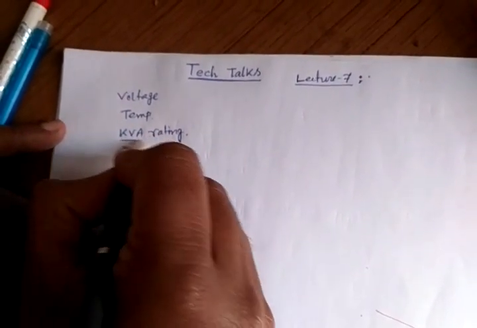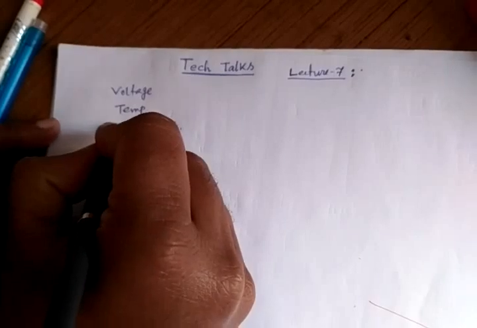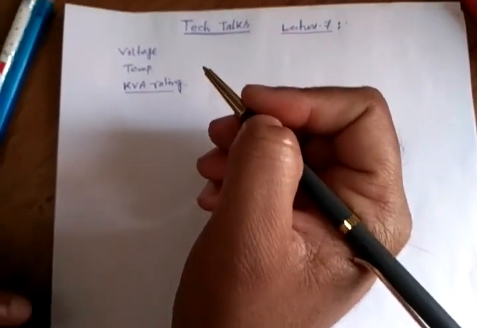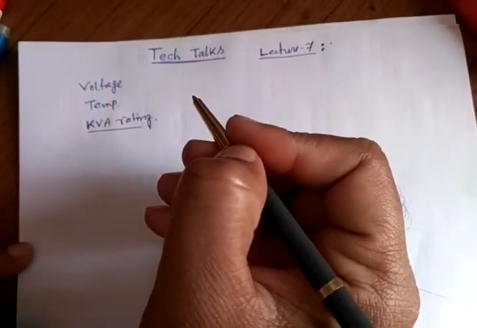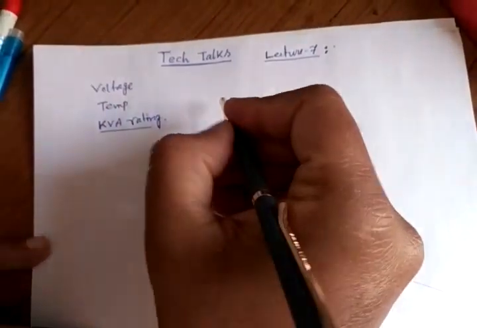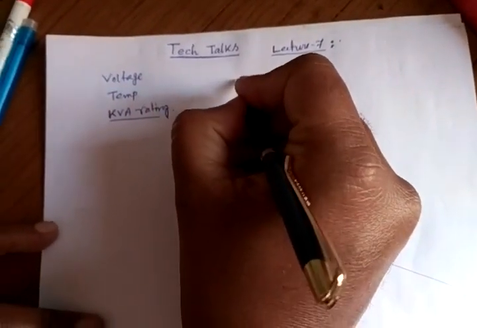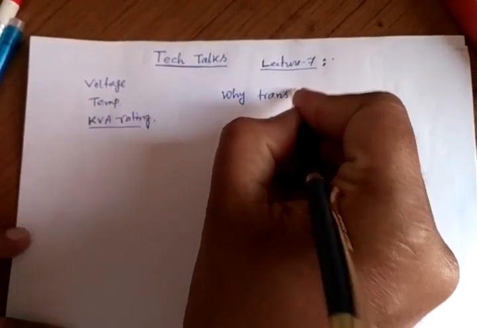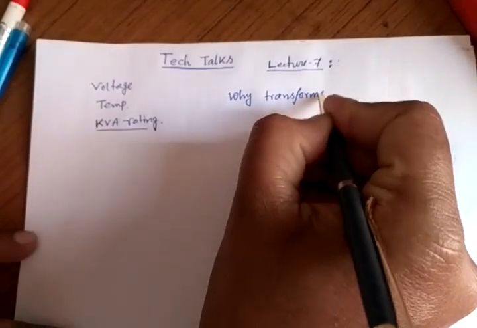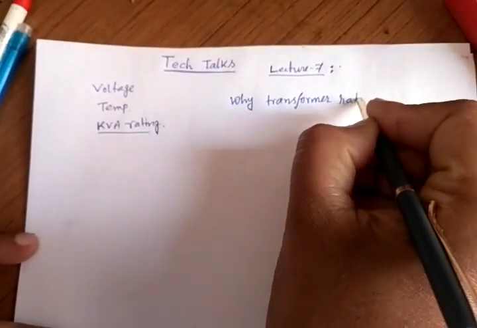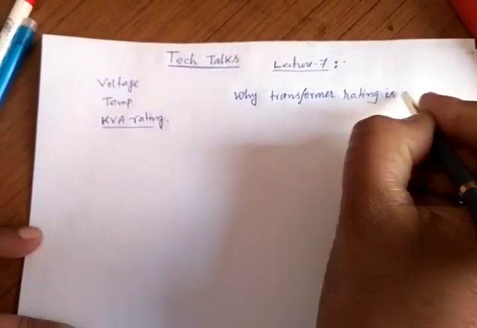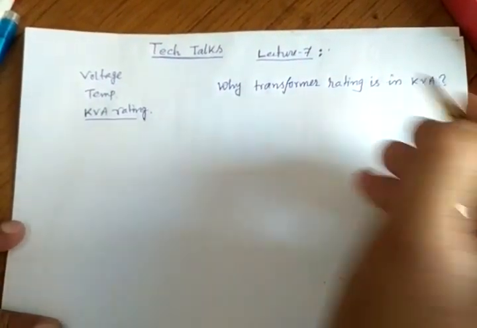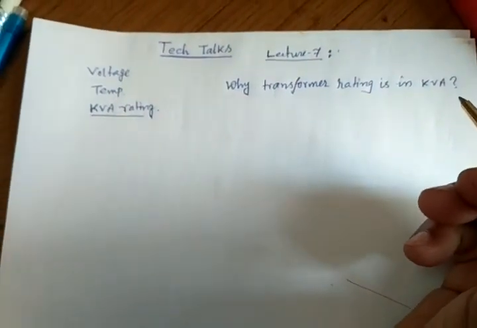Now the question is that for many other electrical equipment we say kilowatt rating or wattage rating, but in case of a transformer, why kVA? So the question is, why is transformer rating in kVA, that is kilovolt ampere? Why not in watt or kilowatt?